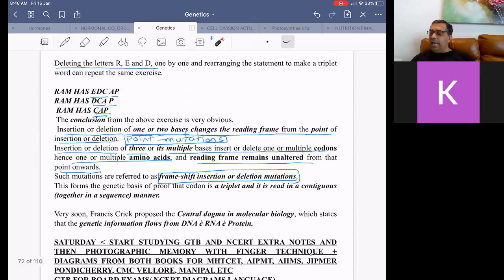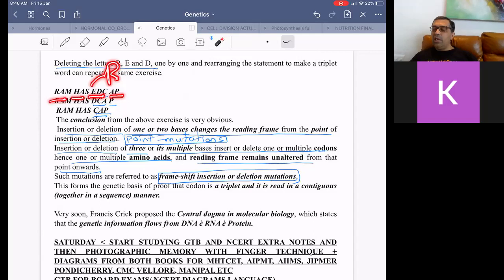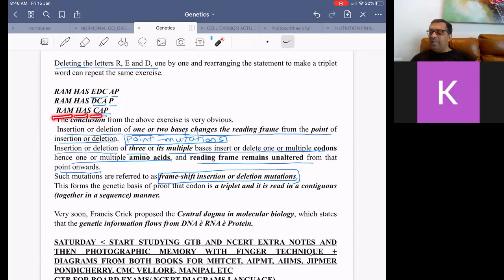And suppose we did a deletion: from Ram has RED CAP, we removed R. Then it will become EDCAPA something. So that is point mutation. If we remove two nucleotides, R and E both, from Ram has RED CAP, then it will become DCAP etc. So that sequence also changed. And suppose we removed RED entirely, then Ram has CAP etc., meaning the remaining sequence of codons will remain the same.